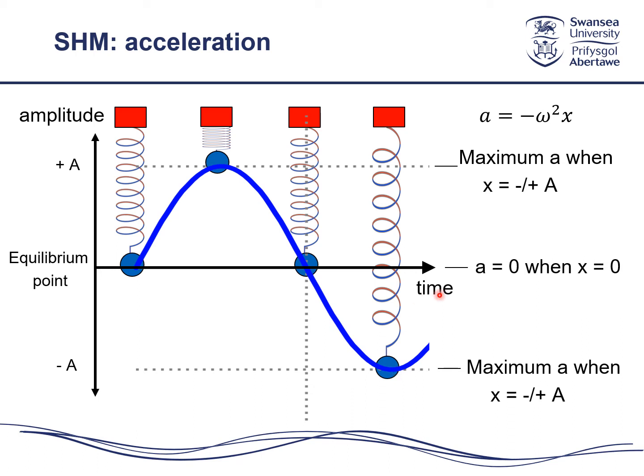We can also say acceleration is equal to 0 when x is equal to 0. That is when displacement from the equilibrium position is 0. The object is moving through the equilibrium position. Acceleration at this point is equal to 0.